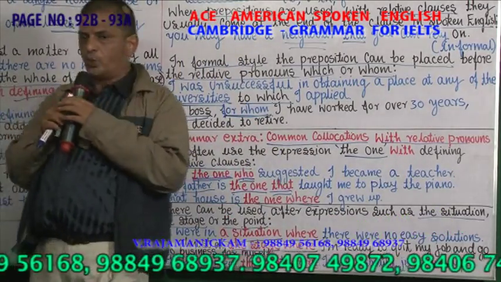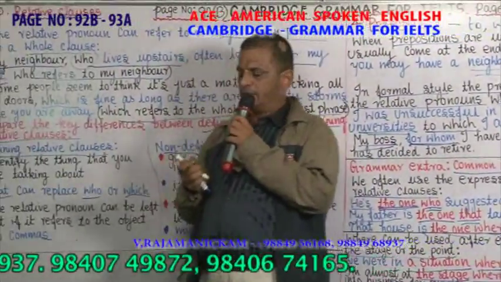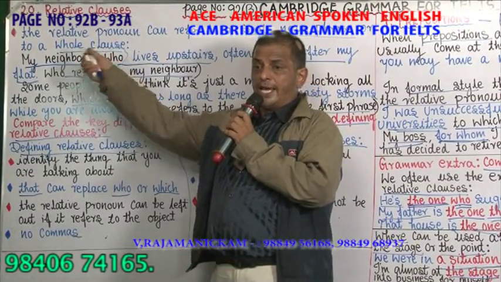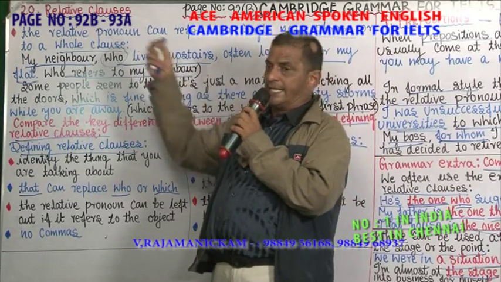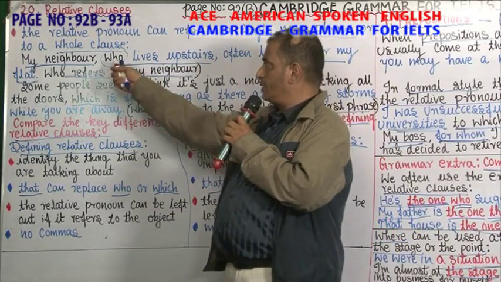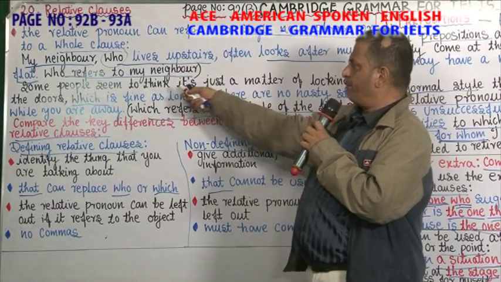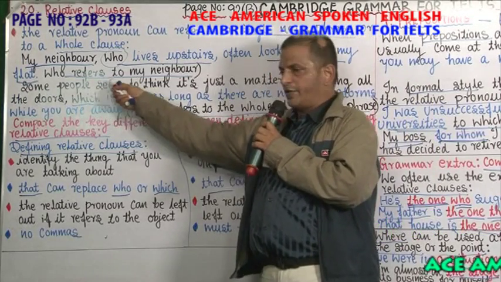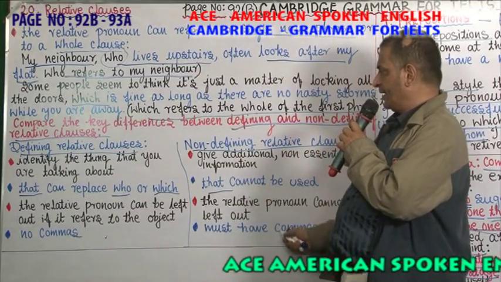You got it, sir? So what are you able to understand so far, sir? The who or when or what or which or that or whatever is the relative pronoun. It says about a noun phrase, a single noun phrase, or the whole sentence, right? That's what you have seen. The who stands for neighbor, here which stands for the whole sentence. Some people seem to think it's just a matter of locking all the doors, which stands for the entire sentence. Then you have defining relative clause and non-defining relative clause.